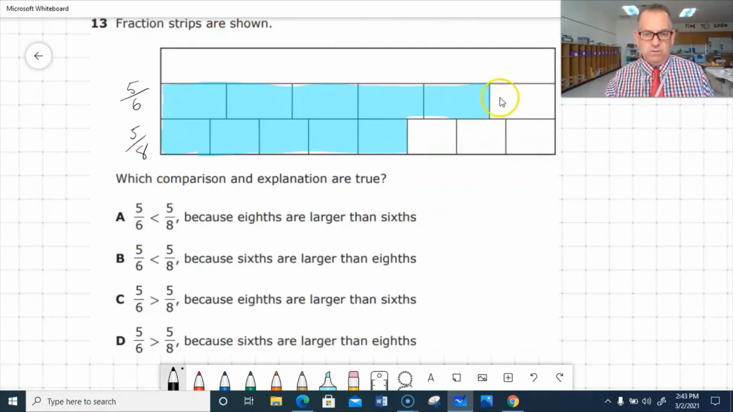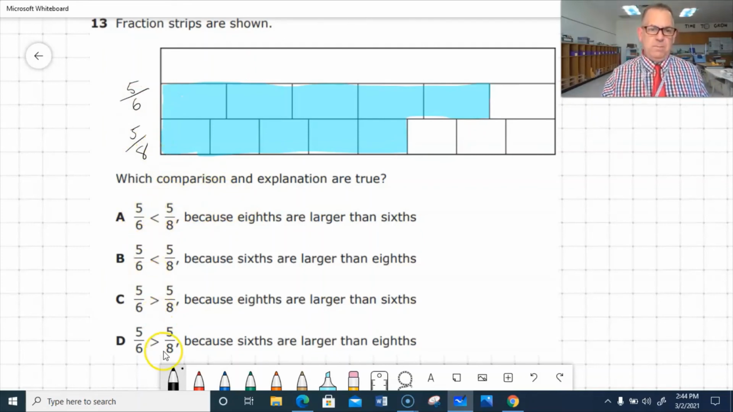It goes further there. It's only 1/6 away from being a whole, where this is 3/8 away from being a whole. And you can see it's not as far. These are both the same length strips right here. And this one's broken into 8s, and this is broken into 6. Another thing we know is the more times we break things apart, the smaller they're going to get. So 6s are larger than 8s.